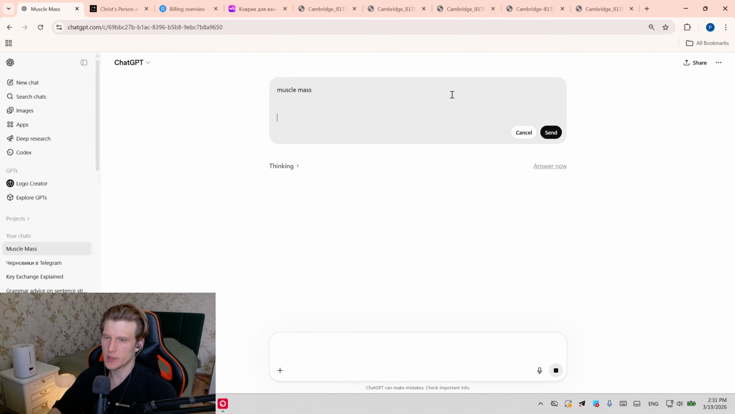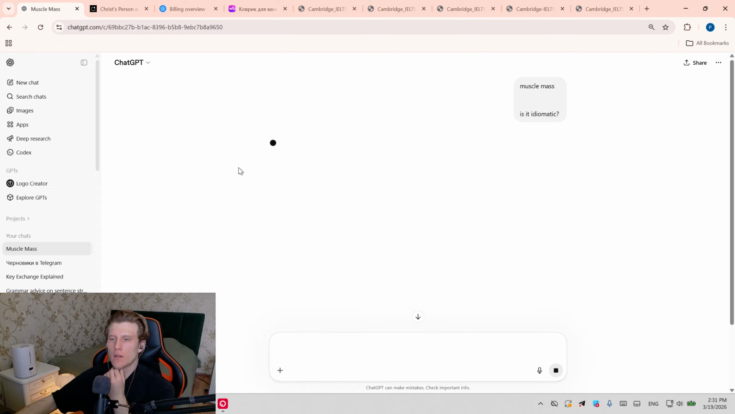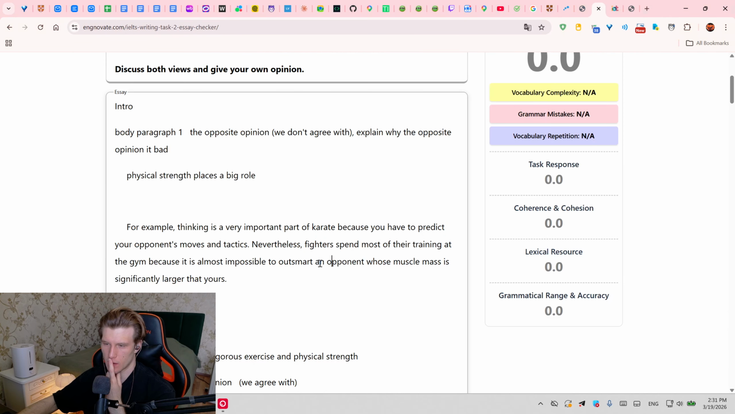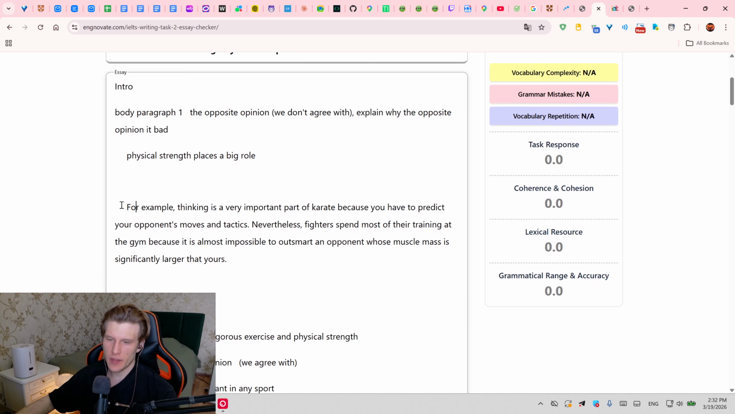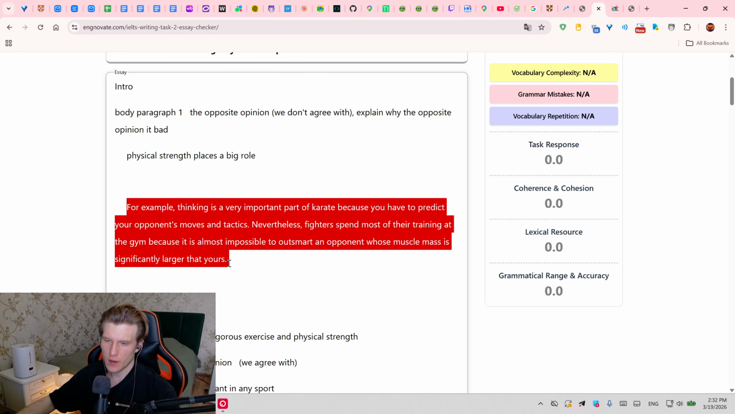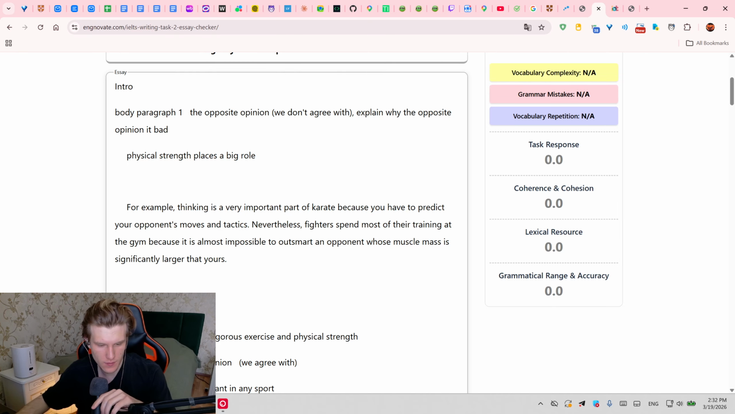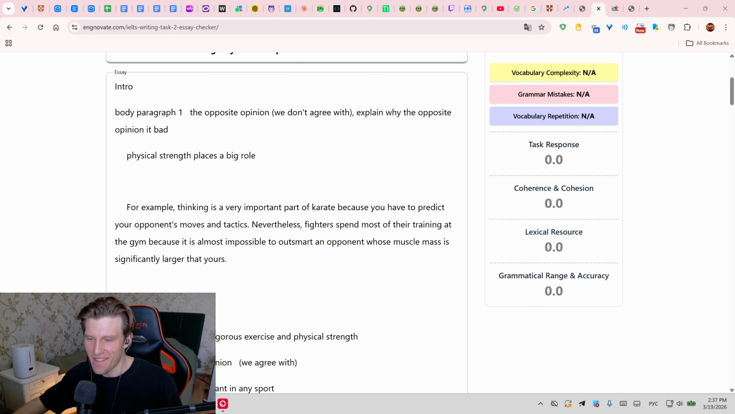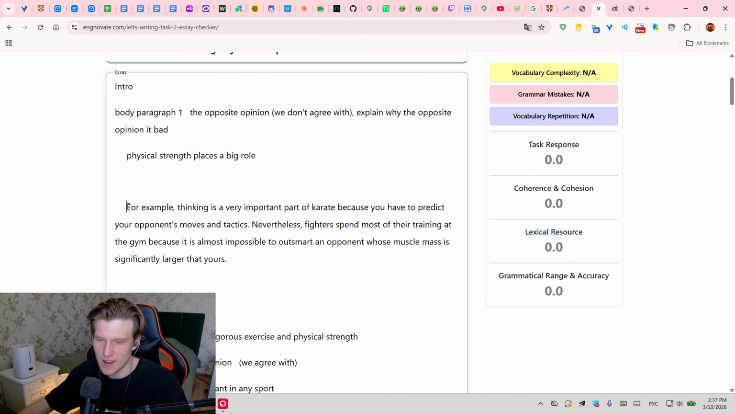Nope, you didn't hear the question. Yeah, that is fine. His muscle mass significantly larger than yours. Okay, so this is the example that helps to support the idea, that helps to prove that physical strength plays a big role.